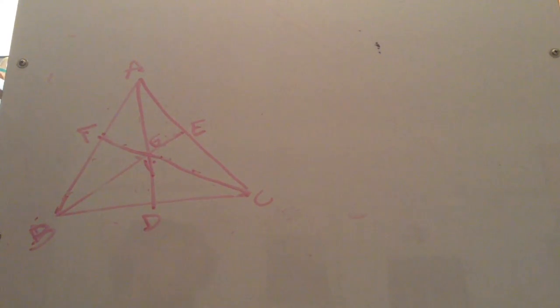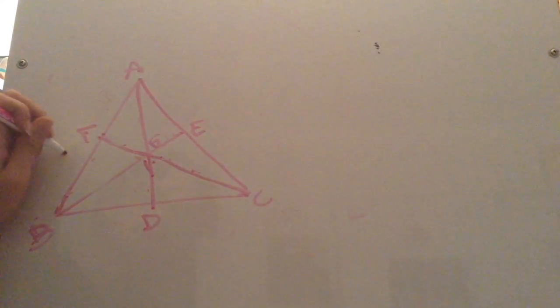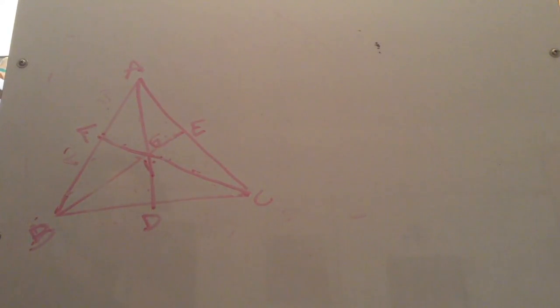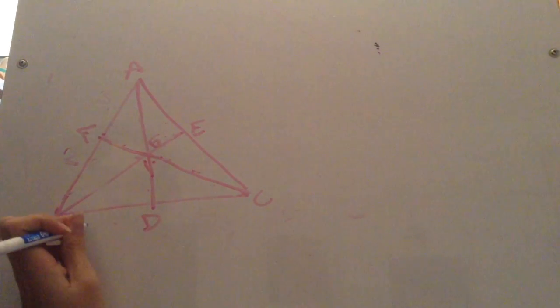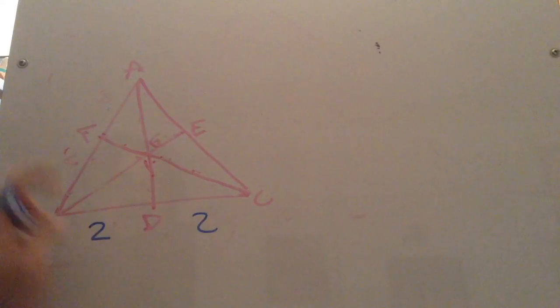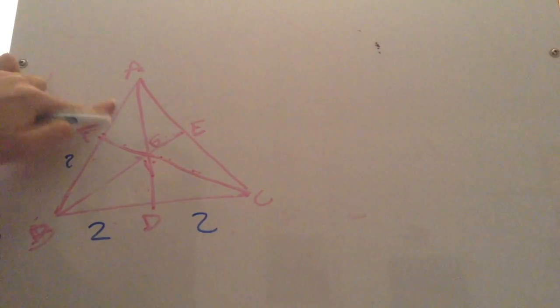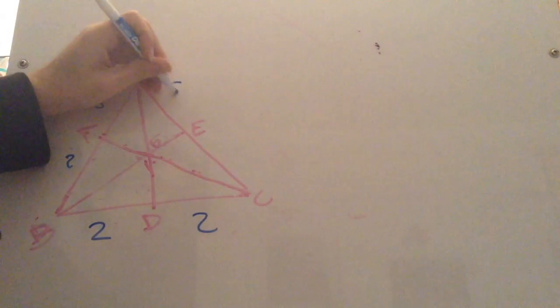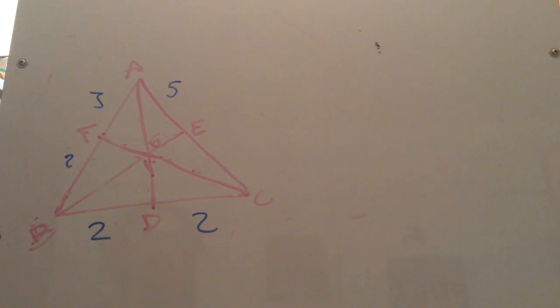Starting off, we have a problem that was tailor-made for it. The 2014 MathCounts Chapter Team Round, number 10. We're given a diagram much like this, and we know that AF is 3, BF is 2. Switch markers really quick, sorry about that. BD is 2, CD is 2, and AE is 5. And we want to know the ratio of BG to EG.